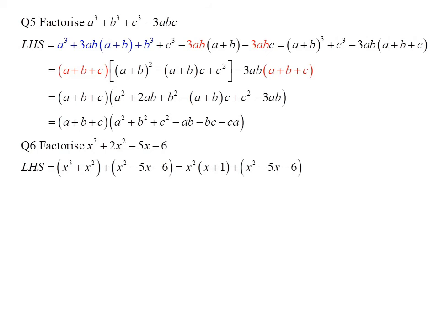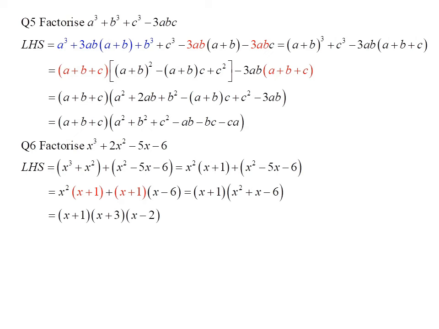The common factor of x squared in the first group is taken out, and the second group is factorized using the cross product method. Then we find out that the term x plus 1, shown in red here, is the common factor of the two groups. After taking out the term x plus 1, the remaining terms can be further factorized, and the final factorized form is displayed on the screen.